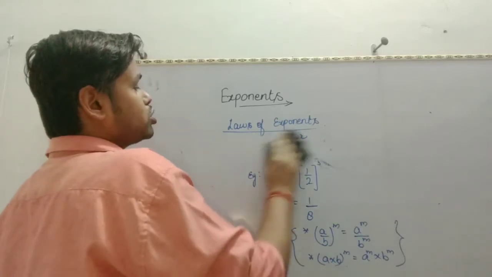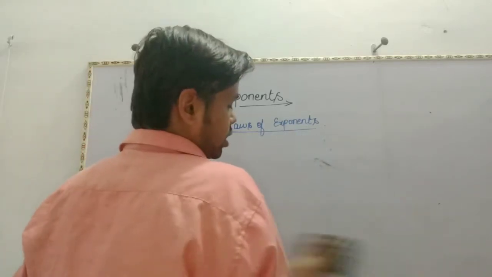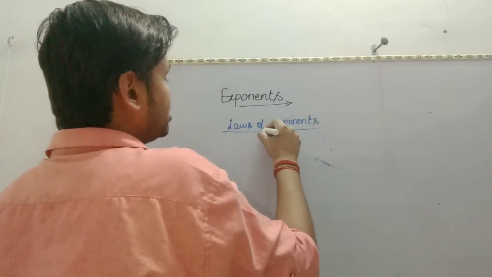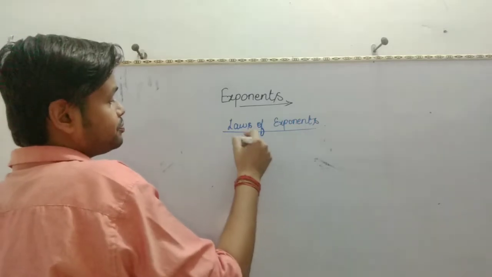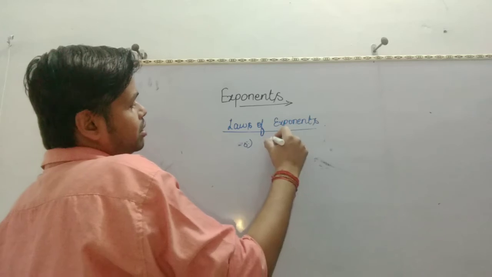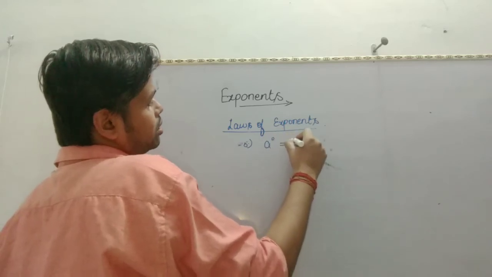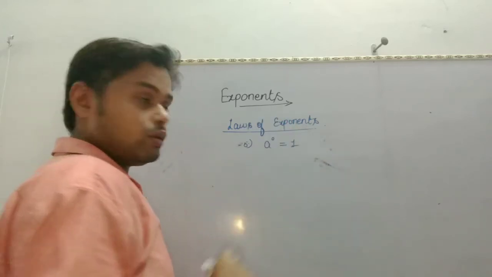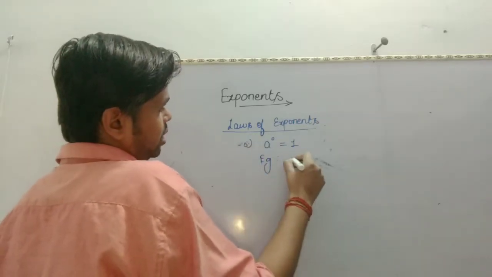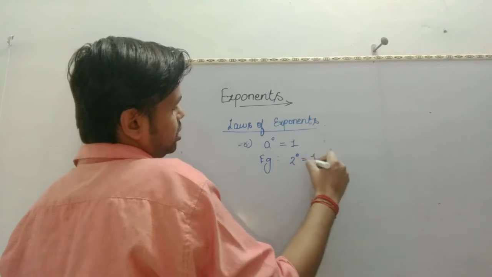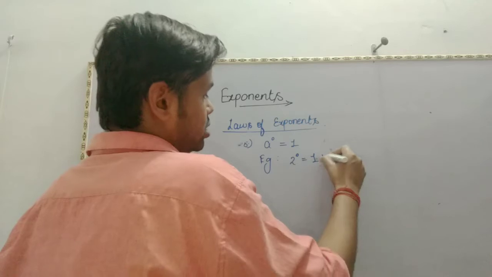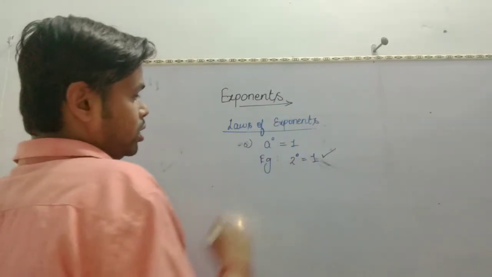The next and the most important law is, if the power is 0, that is law number 5, if we are having the power of any base as 0, the answer is equal to 1. What does it mean? Any base. Let us suppose 2 to the power 0, the answer will be equal to 1. Any base with power 0, the answer will be 1 only.